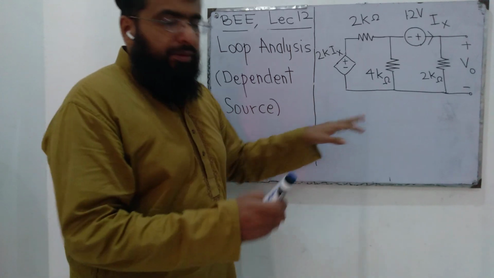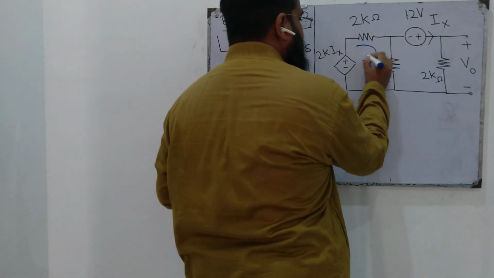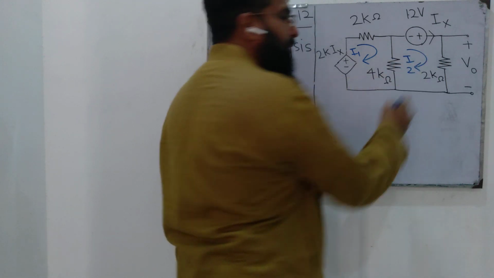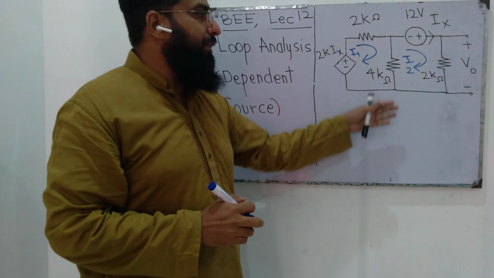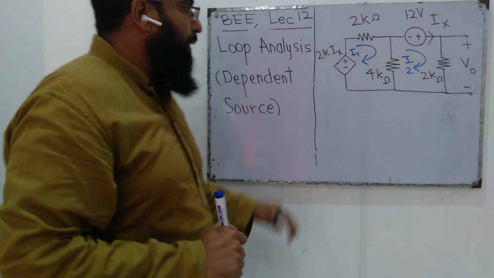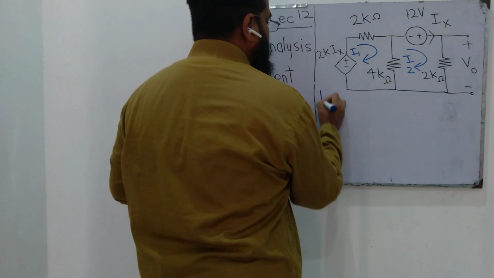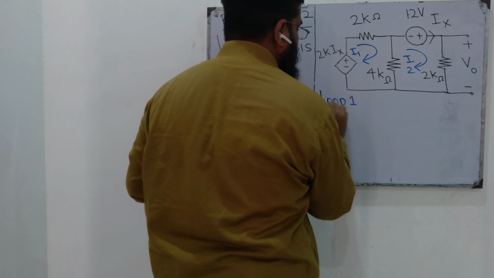Right, we can see there are two loops. We'll assume currents I1 and I2 for loop 1 and loop 2. This is loop 1 and loop 2. In loop 1 we have a dependent voltage source. Let's write the equation for loop number 1 first.